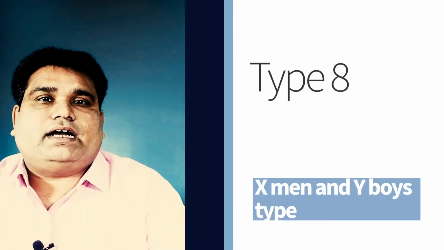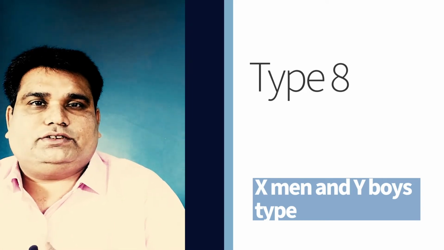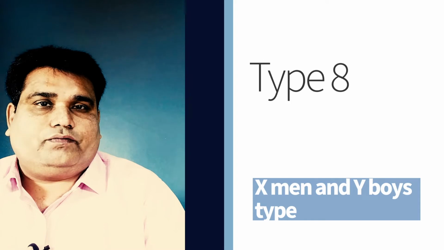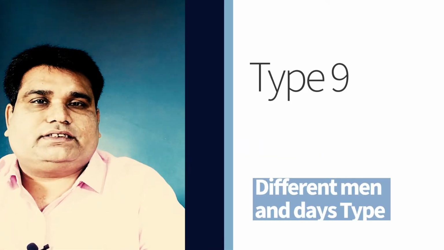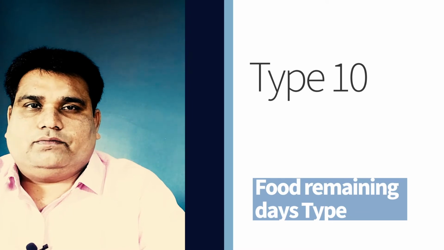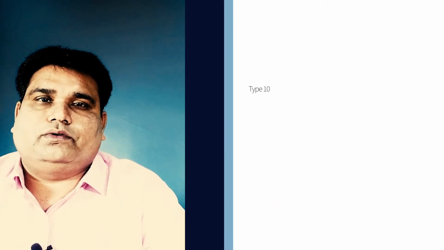Then type number 8, again very important, is the X boys, X men and Y boys type. They will give us 3 situations: situation 1, situation 2 and situation 3. We need to derive the answer for situation 3 by using the data from situation 1 and situation 2. Then type 9 problem is the unitary method, the number of different men and different days type. And the last, again very important, is the food remaining type: the food is there in the hostel for certain days, and then how many days will they take to consume the food. So these types of problems are there.